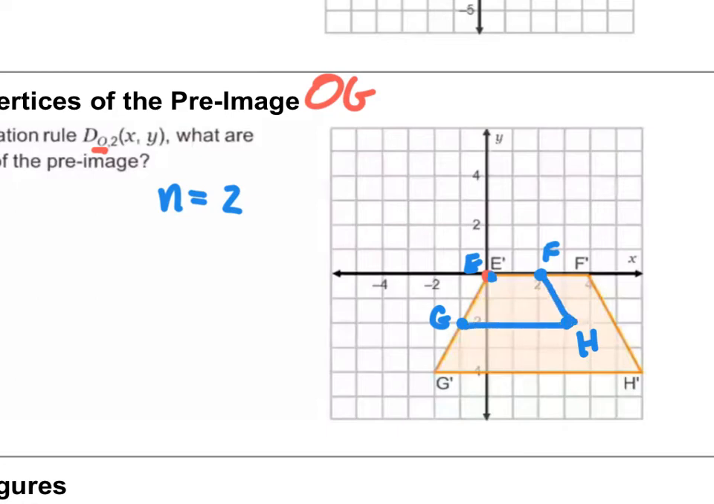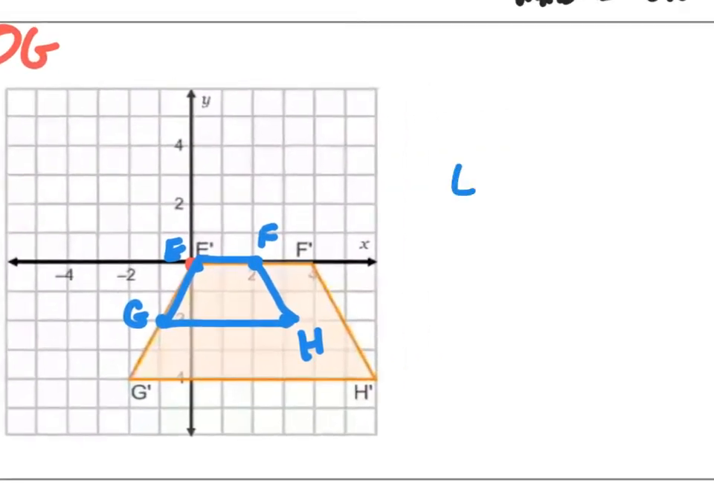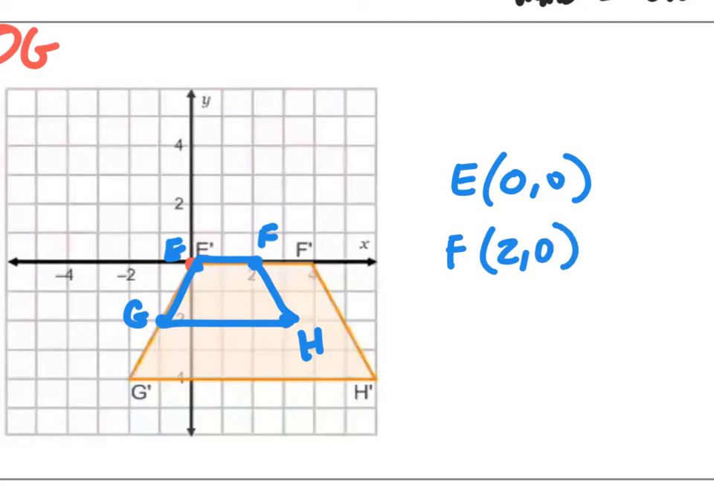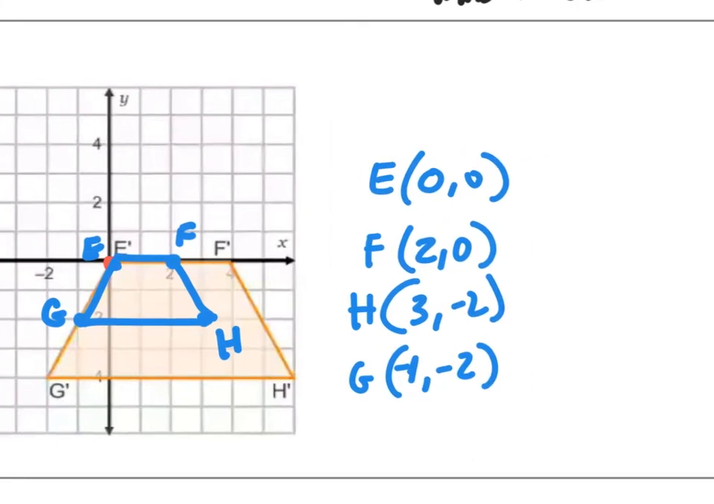And so that, my friends, is R. Okay, what are the vertices? So let's write these down. I know that point E has the point 0, 0. Okay, I know that point F had the point 2, 0. I know that H had the point 3, negative 2. Okay, and I know that G had the point 1, negative 2. Now if I were to talk about my preimage, this is the OG, but now let's talk about the image, because you were given the image.